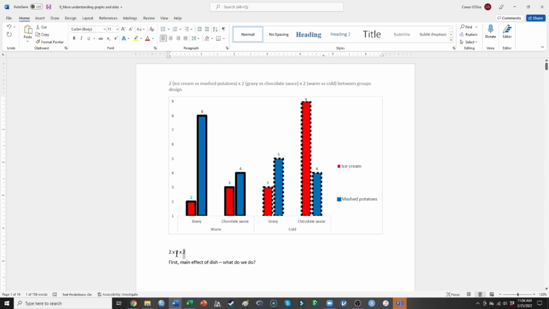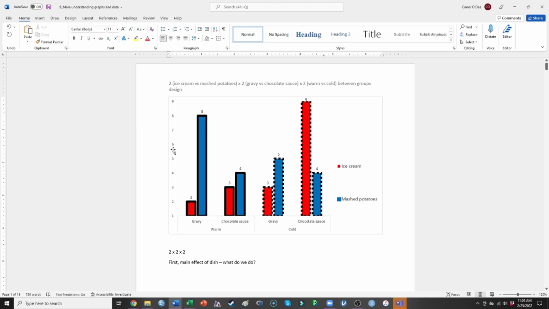That also has two. And what we're expecting here is that people are going to prefer ice cream most when that ice cream is cold with chocolate sauce on it. On the other hand, they're going to prefer mashed potatoes most when there's gravy on it and when the dish is served warm. So this is kind of a fun example that I think really highlights and makes interactions make sense. I've actually color coded this graph specifically using blue and red colors.